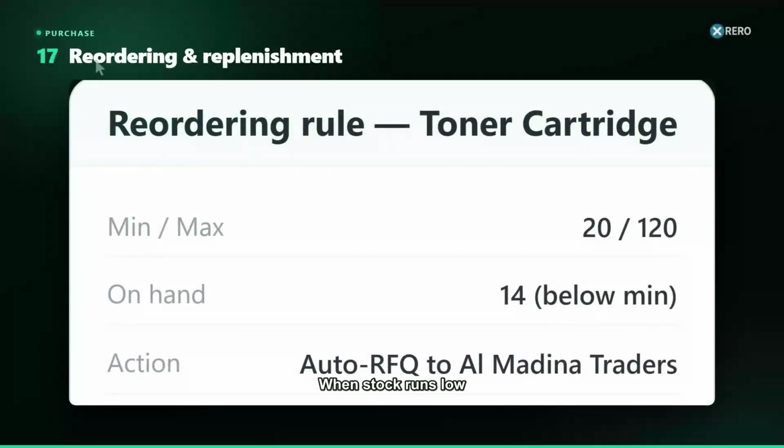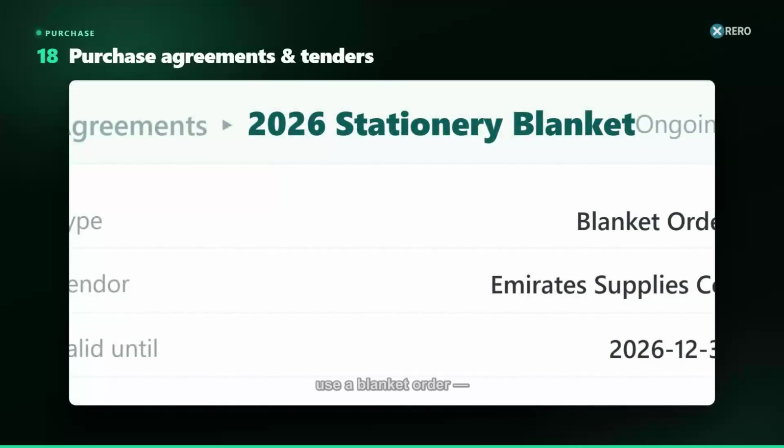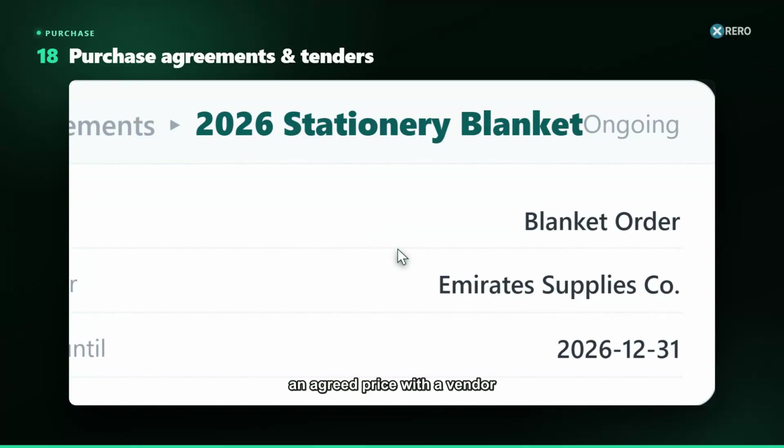When stock runs low, inventory's reordering rules can generate RFQs automatically to the preferred vendor, or you trigger replenish on a product. For repeat buying, use a blanket order, an agreed price with a vendor over a period that you draw down with quick orders.